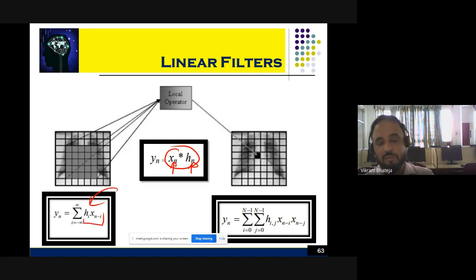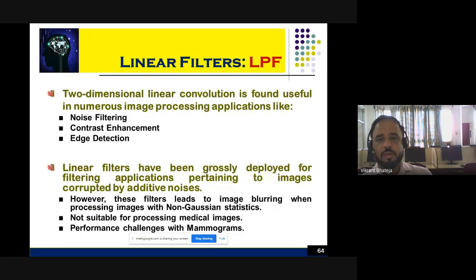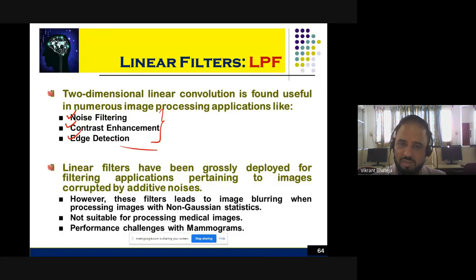Say, if you have a single-dimensional signal, and if I have a two-dimensional signal like that of an image, you represent it in this particular manner. Now, linear filters are generally your low pass filters, and we have seen that these filters have been used in the past in noise filtering, contrast enhancement, and edge detection. By changing these filtering masks, they have been used for all these different applications.